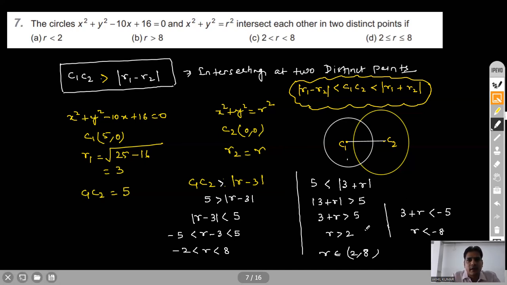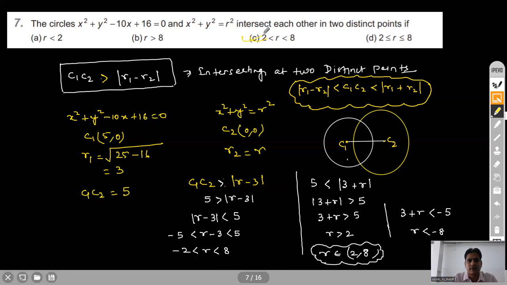Have I made some mistake or is it okay? C1C2, the distance between both the centers, is 5 only. The radius of the first circle is 3. The radius of the second circle is R. Or we can say, if you consider it as 3 minus R, then this will be within the range of 2 to 8 only. Right, so our answer will be option C.